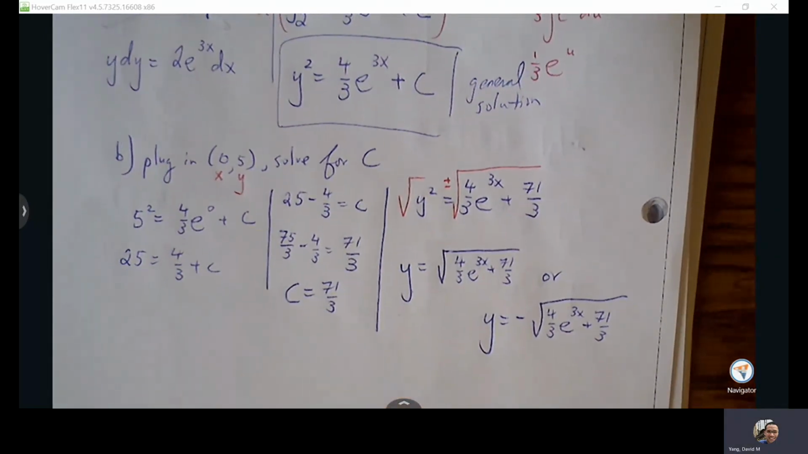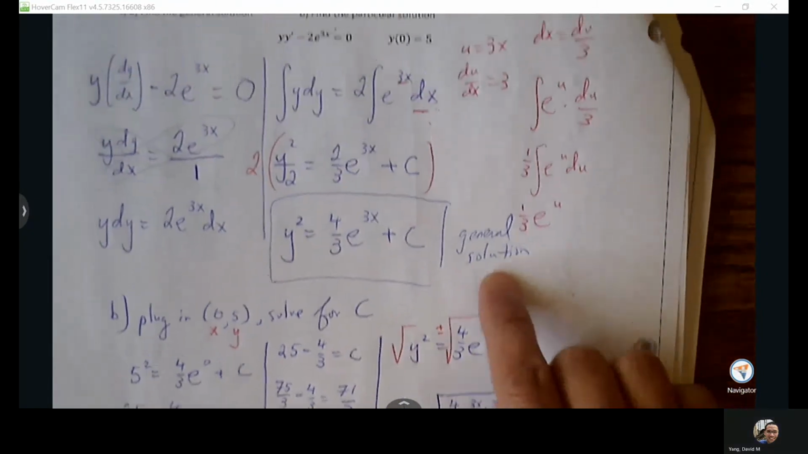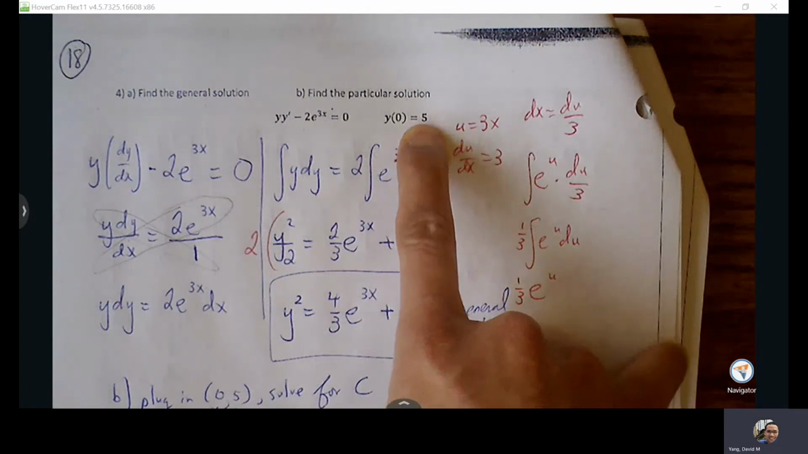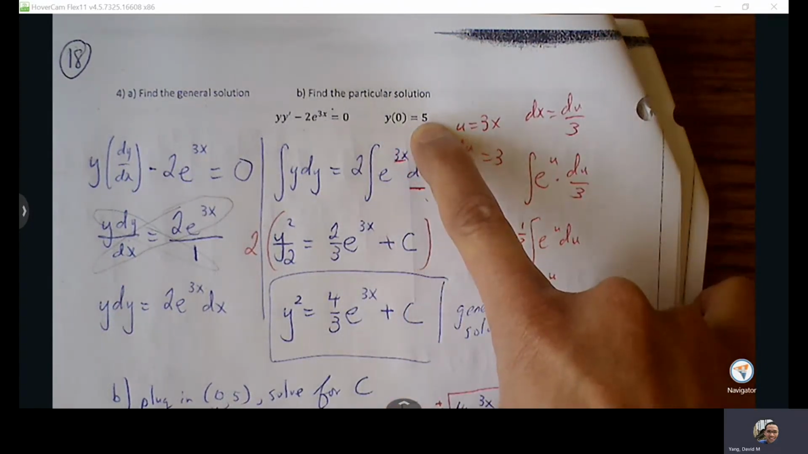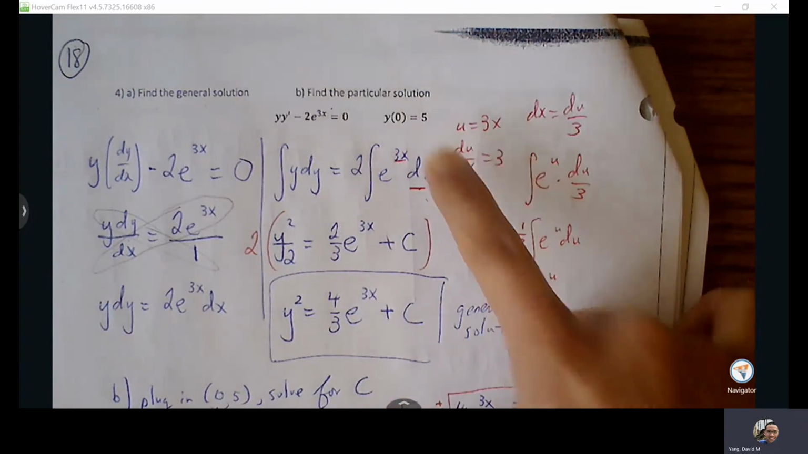So which one do we choose? The positive or the negative square root? Okay, why? Good. Look at your ordered pair. Whatever the sign of your y value is the sign that you want to keep.